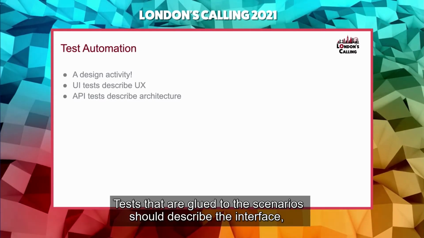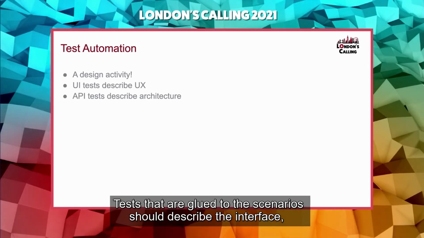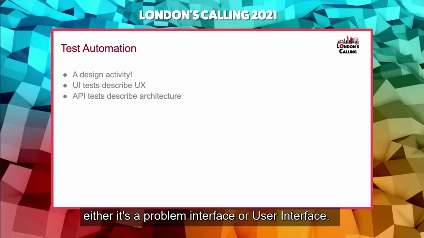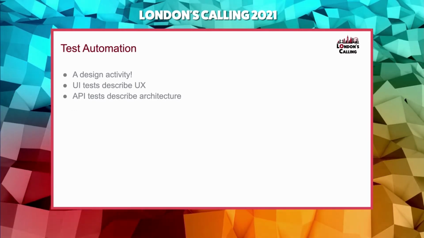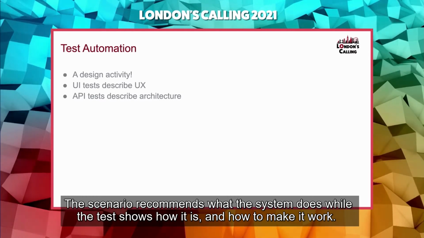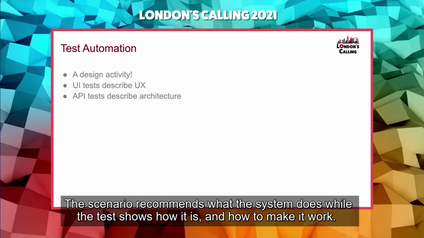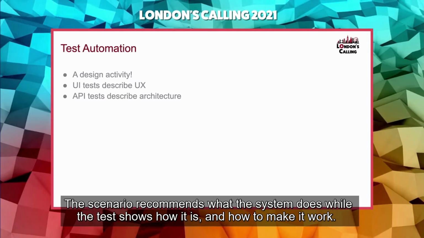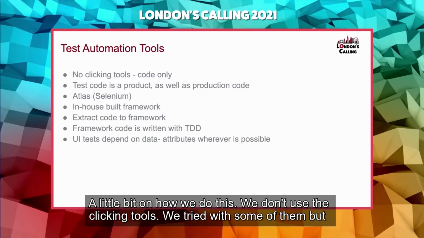Tests that are glued to the scenarios should describe the interface, either a programming interface or a user interface. The scenario documents what the system does, while the test shows how it is done, how to interact with it to make it work. And a little bit about how we do this.